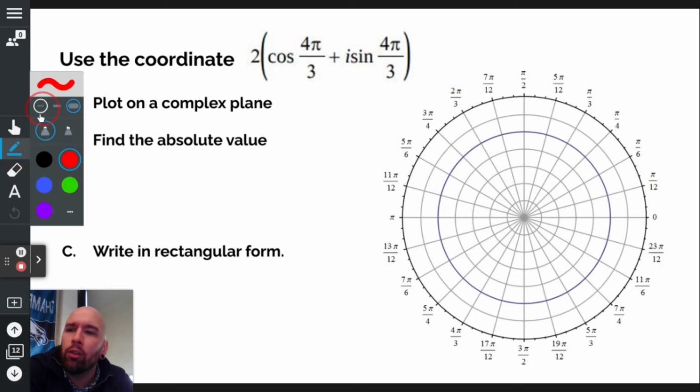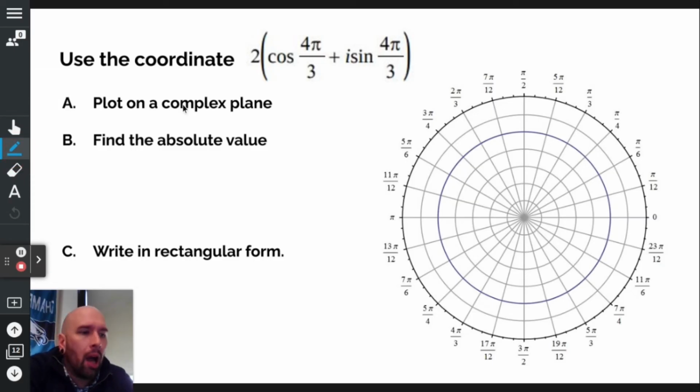Let's get the pen back to normal. Plot on a complex plane. Well, this is a complex polar point. The old CPP. What this says is I have a magnitude of 2, and I go to 4 pi over 3, and I go positive 2 in that direction. 1, 2. There. That's what it looks like.